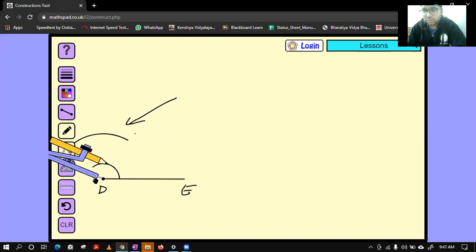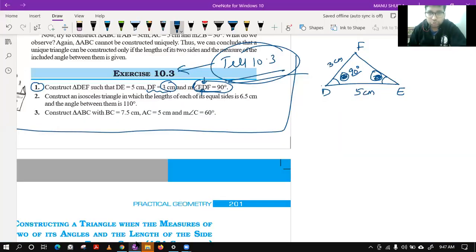Sarvagya is saying, I can't understand this question. Sarvagya, nothing is there. First, we have drawn the base DE. After that, we have drawn the arc for DF. Now we only want to find the point F. The question is saying, construct triangle DEF in which DE is given to you. So first we have drawn DE equal to 5 centimeter. Then they are saying DF equal to 3 centimeter. I kept the compass on D and took an arc like this. Till this point, is it clear to you, Sarvagya?